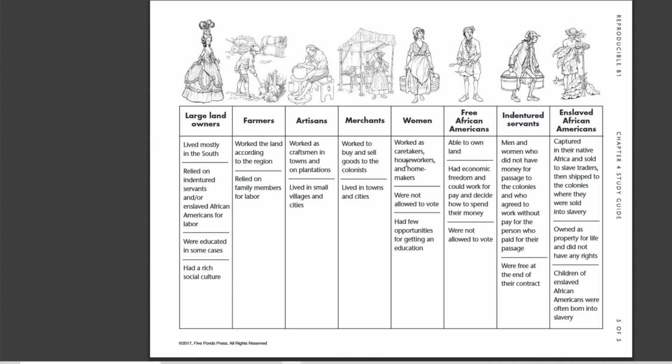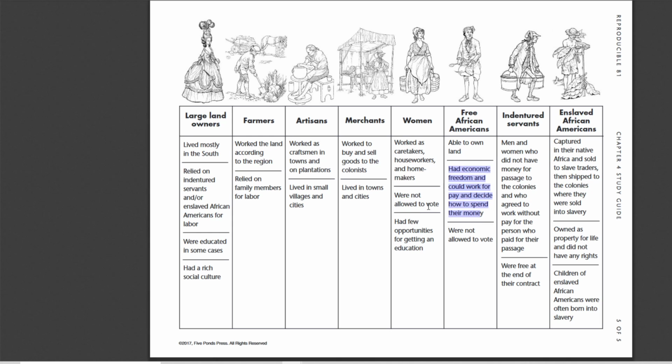Women worked as caretakers, houseworkers, and homemakers. They were not allowed to vote and had few opportunities for getting education. They could not own land. Their life really wasn't their own. They had to follow what was going on with the family. Free African Americans also were not allowed to vote, just like women, but they were able to own land. And they had economic freedom. They could work for pay and decide how their money was spent. So that's the difference there between them and women.